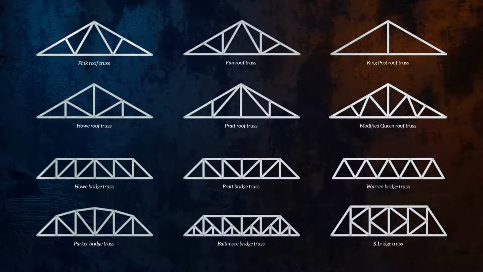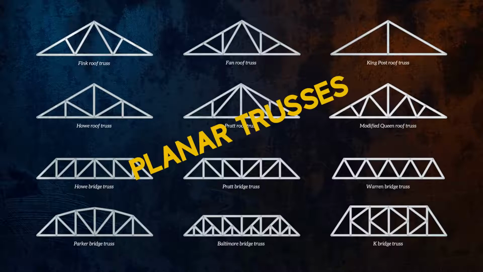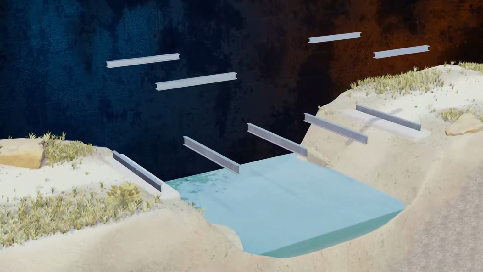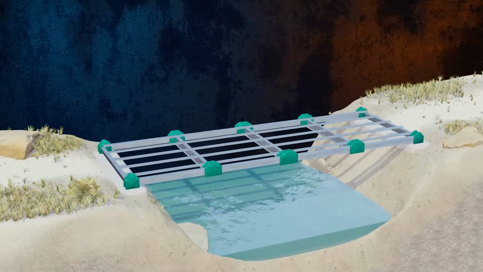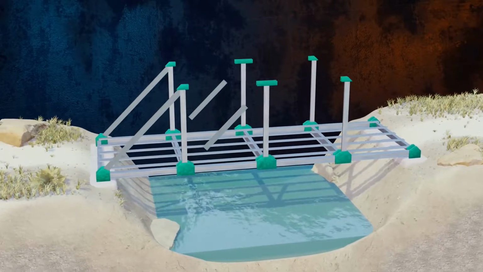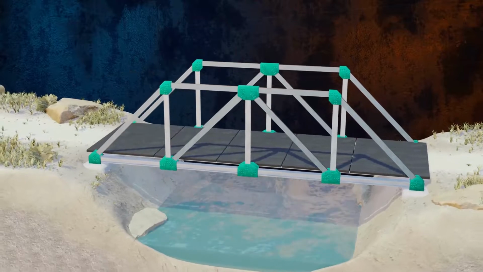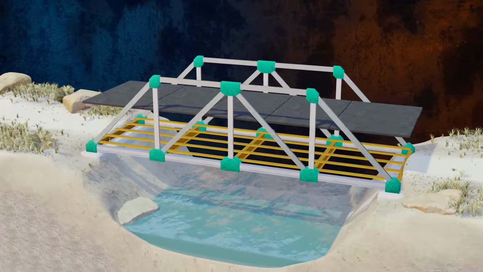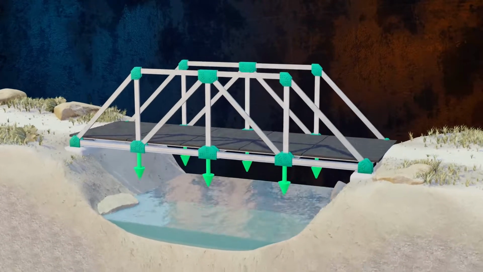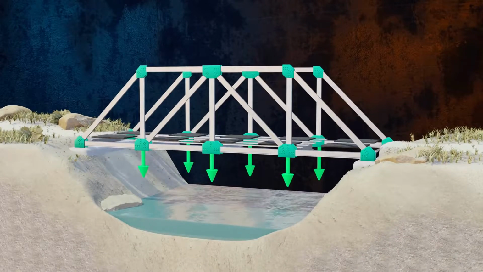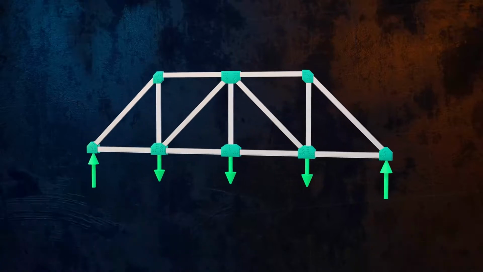The members of these trusses are all located in the same plane. These are called planar trusses, and we can analyze them as two-dimensional structures. Even seemingly three-dimensional structures can often be analyzed as planar trusses. Take a look at this bridge, for example. The loads are transmitted from the horizontal floor beams to the two vertical trusses on each side of the bridge. Each of these trusses only carries loads acting in its plane, and so we can analyze it as a two-dimensional structure.